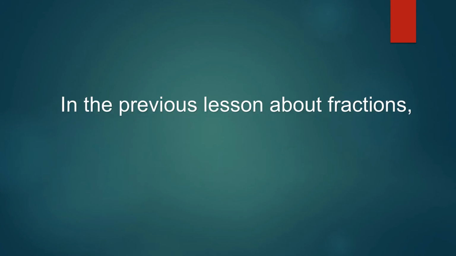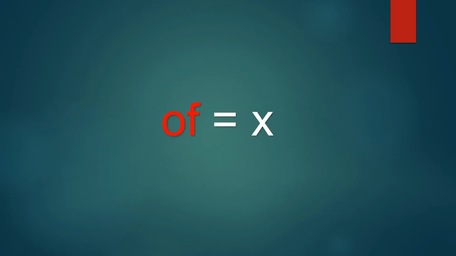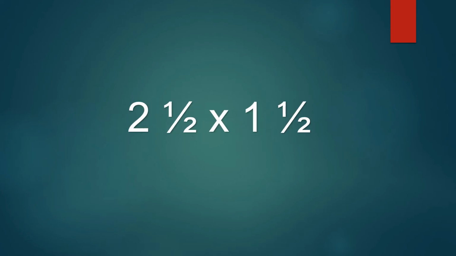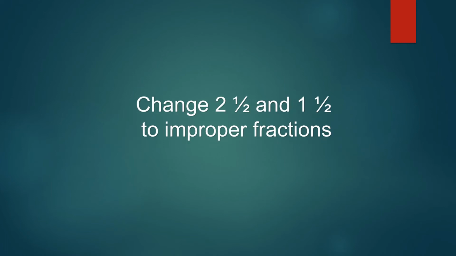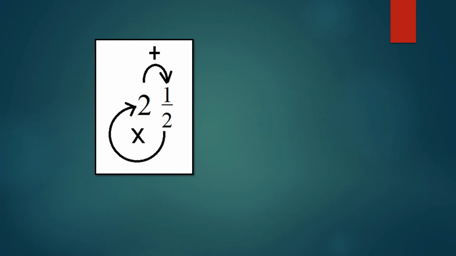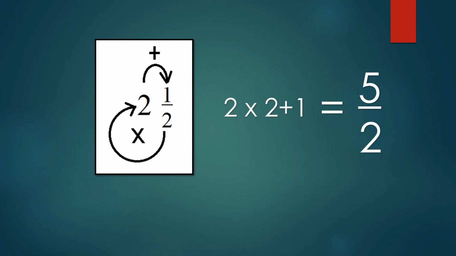In the previous lesson about fractions, we all know that the word of tells us to multiply. And our expression will be 2.5 times 1.5. And since our rule is numerator times numerator, denominator times denominator, we have to change 2.5 and 1.5 to improper fractions. To change mixed form to improper, multiply the denominator by the whole number, then add the numerator. Copy the same denominator.